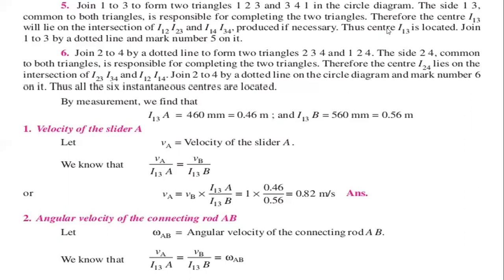Then I13 is located. Next, we are going to join the points 2 4 by a dotted line. From the two triangles, we got the two triangles 2 3 4 and 1 2 4.